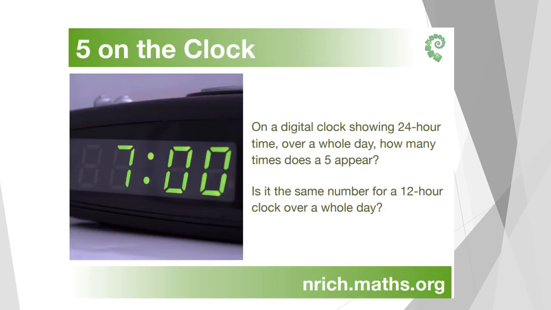So here is the task that you are going to do. You would have also received this in an email this morning. 5 on the clock. On a digital clock showing 24-hour time over a whole day, how many times does a 5 appear? So how many times will you see a 5 on a digital 24-hour clock? I'd like you to think of a way that you can work systematically to work that out. Is it the same number for a 12-hour clock over a whole day?